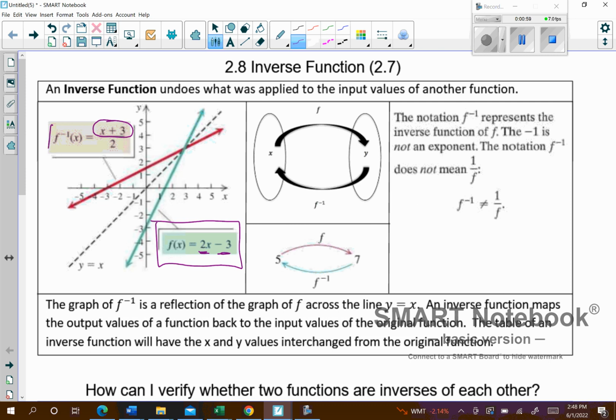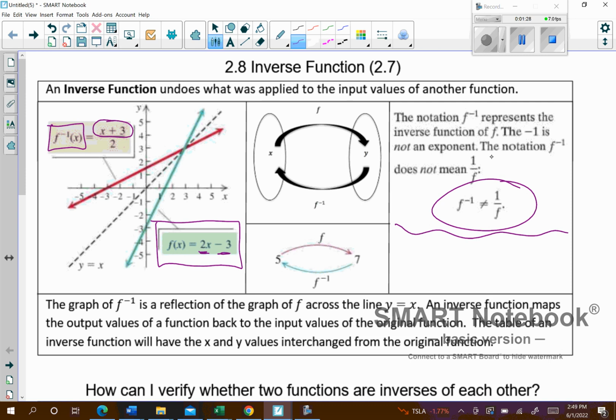And that's the notation that we use for inverse. It looks like an exponent, but it's not. So don't think of it as an exponent. It's just a notation to represent the inverse function. I have a little blurb over here about that. It does not mean this. It doesn't mean to flip it. So just be careful about that. That's just a notation.